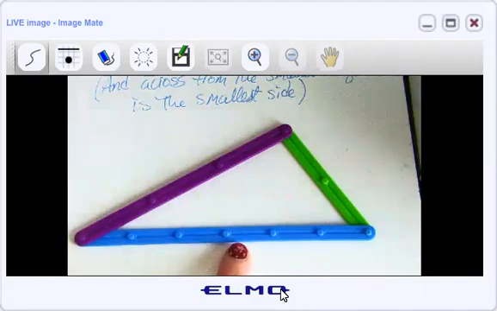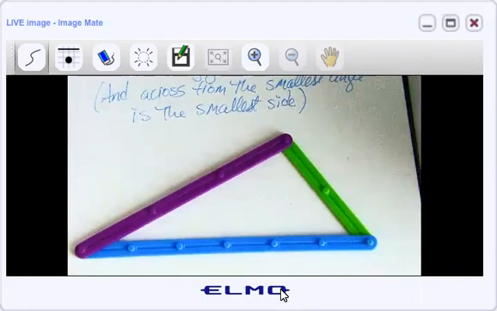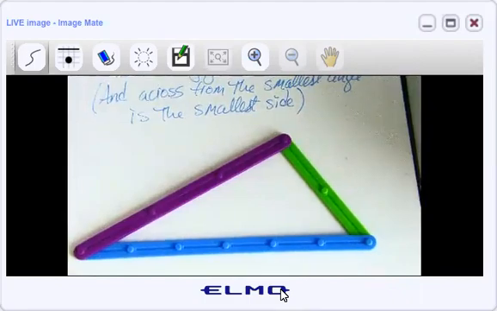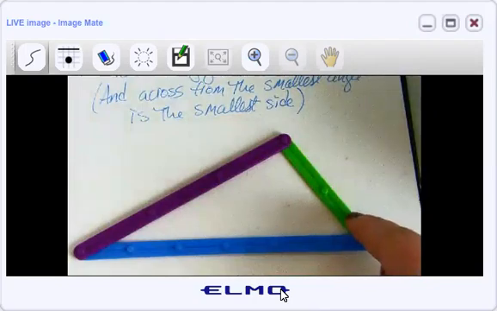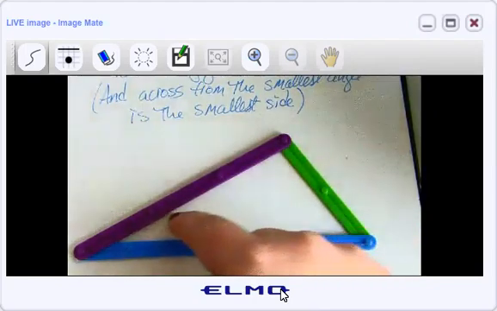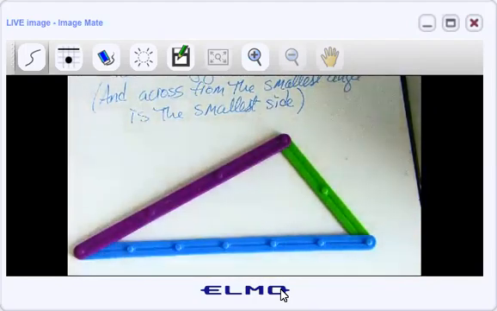And then let's turn our attention. We also said that across from the smallest side is going to be the smallest angle. So the green is certainly my smallest side of this triangle. And you'll notice the angle across from it, yes, in fact, that is my smallest angle. Obviously that one's my biggest. And then I'm looking at these two, and you can certainly tell that this one's smaller.